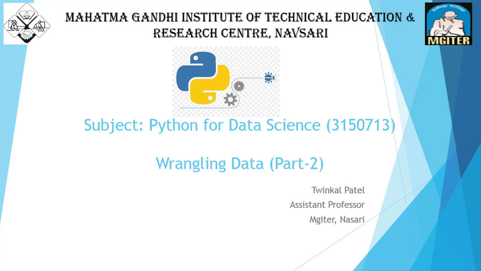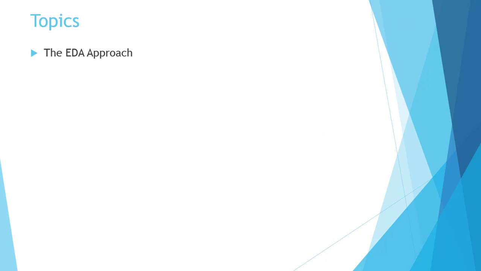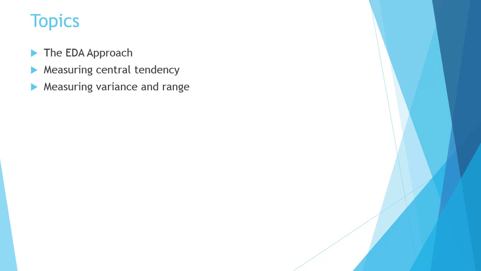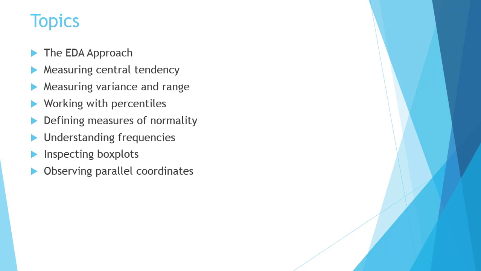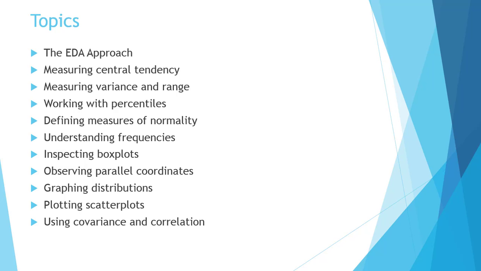In this video lecture, we are going to discuss Wrangling data part 2. So first of all, we will discuss the EDA approach, measuring the central tendency, measuring variance and range, working with percentiles, defining measure of normality, understanding the frequencies, inspecting box plots, observing parallel coordinates, graphical distributions, plotting the scatter plots, and how to use the covariance and correlations.